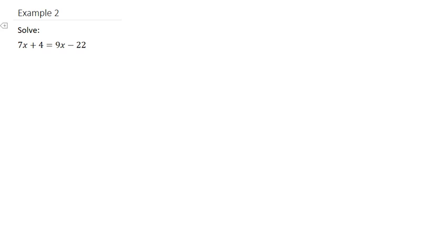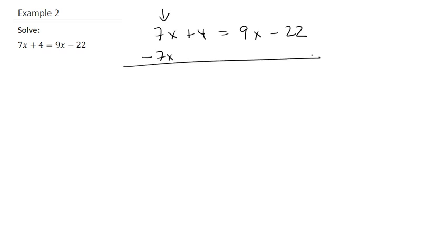Solve the following: 7x plus 4 equals 9x minus 22. This time we're going to move the 7x to the right-hand side. It's a smaller one, so sometimes it's just easier to deal with that. So now we have 9x minus 7x, as this is just 0. So 9 minus 7 is 2x. Then we have minus 22.